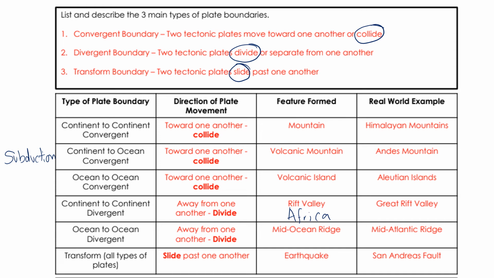Okay, then I have ocean to ocean divergent. This is in the middle of the ocean, and they're dividing from each other, and this is the mid-ocean ridge or the mid-Atlantic ridge. So where the oceans are growing. This is happening in the Atlantic Ocean, right? The United States and Europe are getting further and further away from each other. Then we have transform, which we're going to have them sliding past each other, which causes earthquakes like the San Andreas Fault. Remember that plates move very slowly. They move at about the same rate that your fingernails grow.